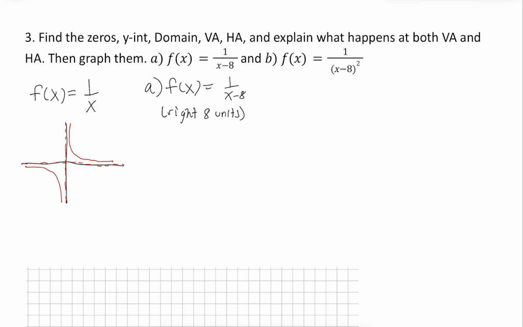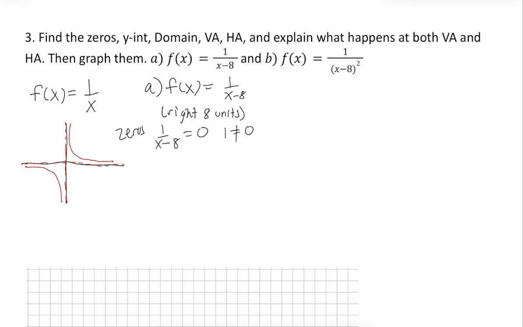Okay, so the zeros. The zeros of a rational function are where the fraction equals 0. A fraction will only equal 0 when the top equals 0. Does this fraction ever equal 0? Does it ever touch 0? Does our reciprocal function ever touch 0? No. So there are none. It doesn't have a 0. Now some of these will, some of these won't. It depends.